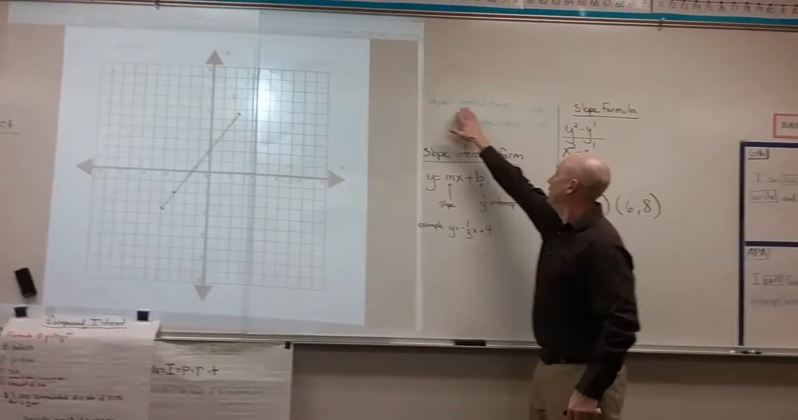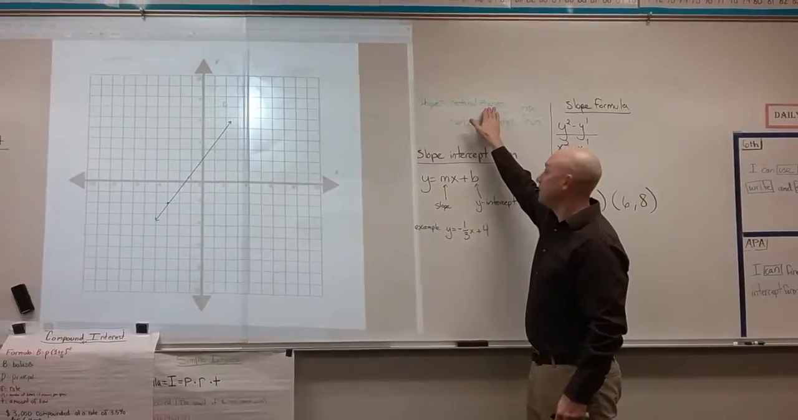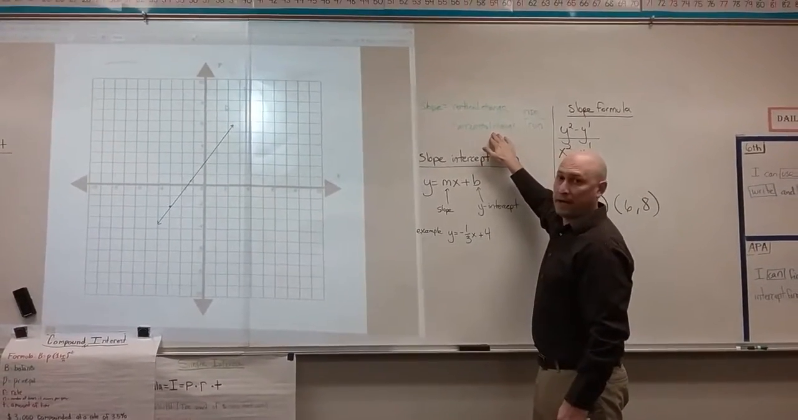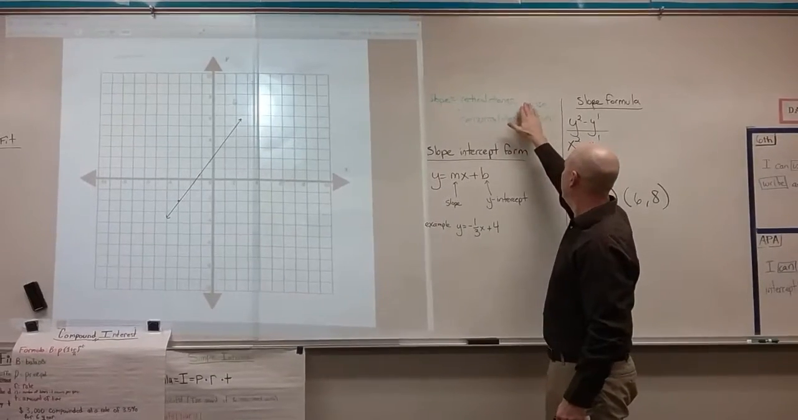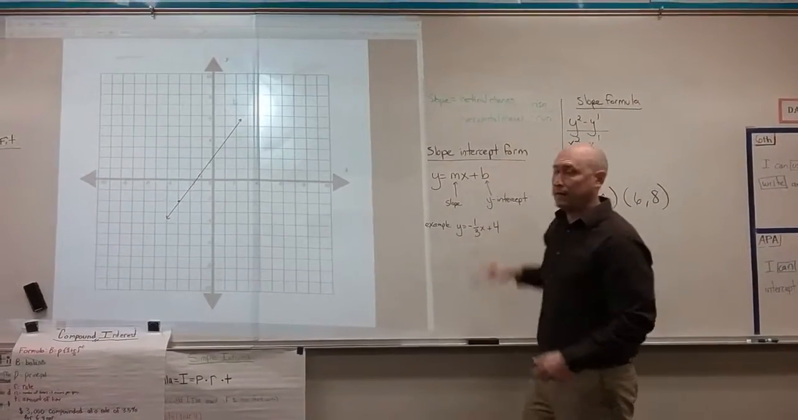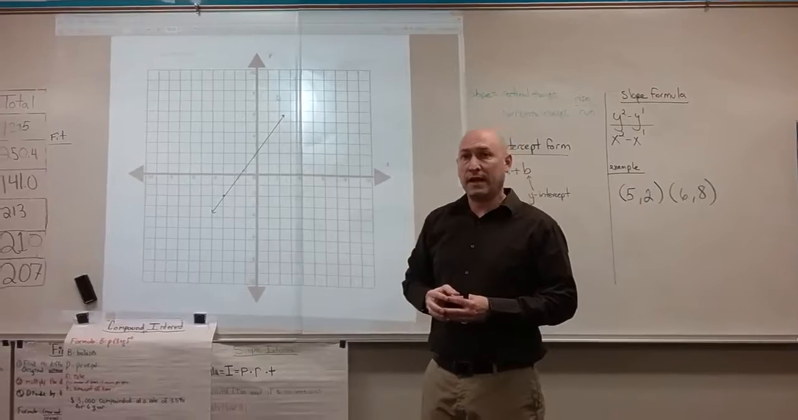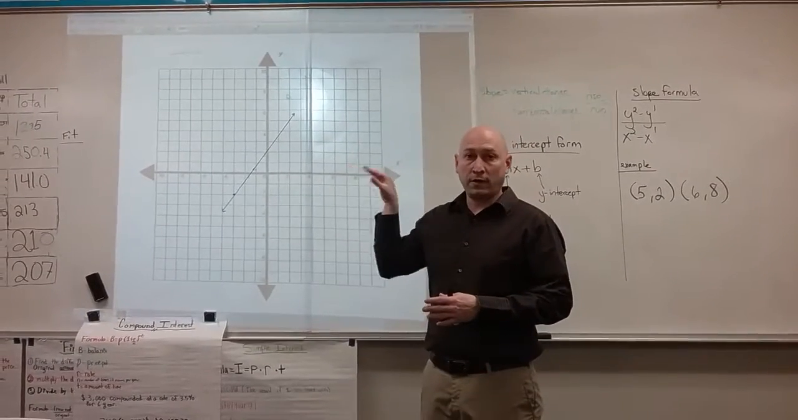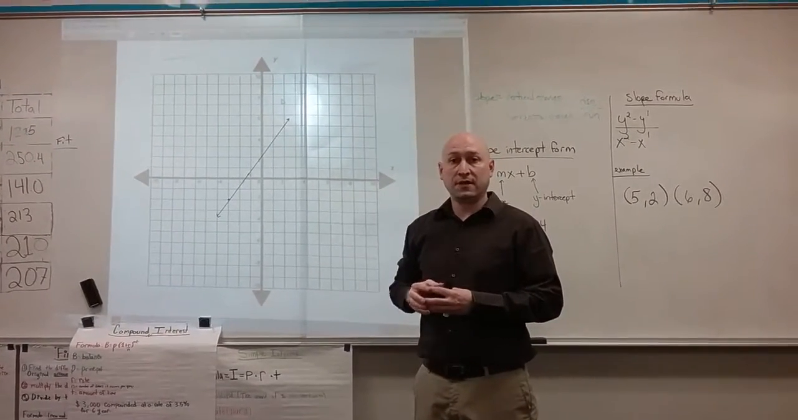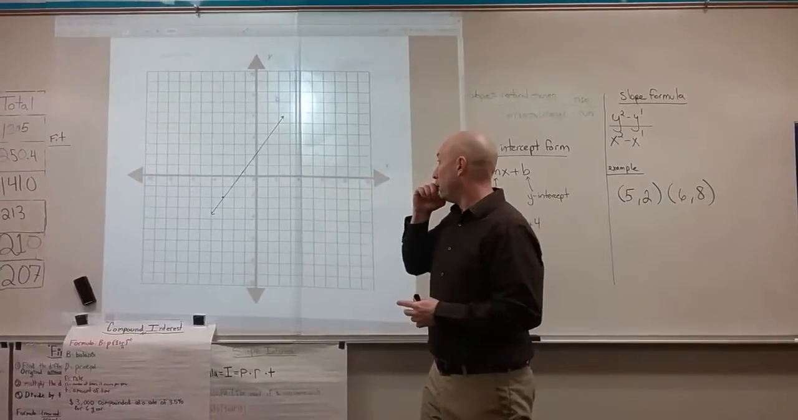Slope is vertical change of a line divided by horizontal change. So basically it is rise over run. It is how much does a line go up before it goes over? How much does a line fall before it goes over?